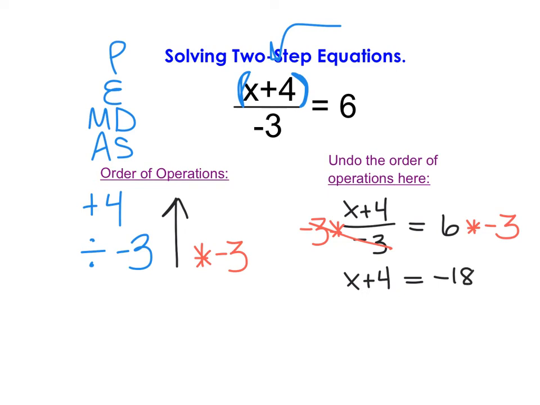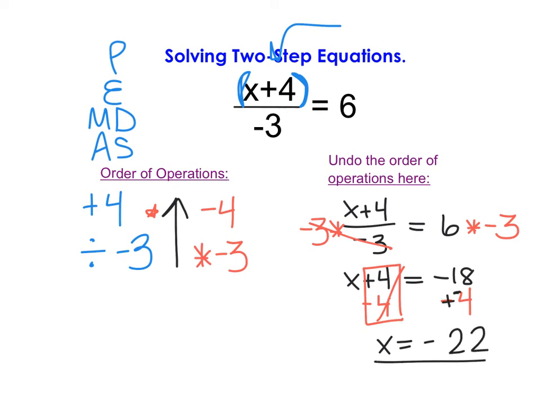I then need to undo this +4 here, so I'm going to subtract 4 from each side. So I subtract 4, those become 0, subtract 4. So I have x is equal to, I have -18 minus 4 more, or -18 plus -4, which leaves me with -22. And -22 is the value, or if I were to put it back in this original equation, it would make the original equation true.